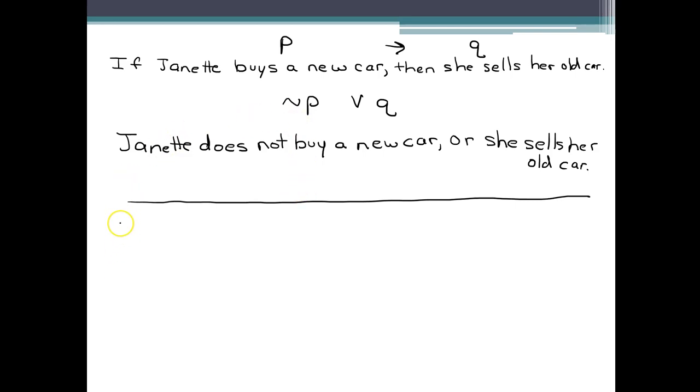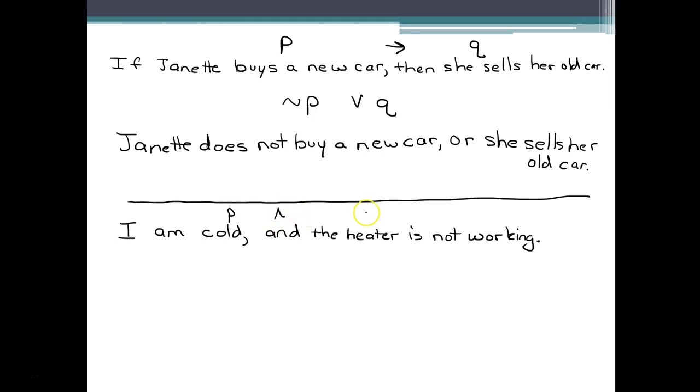Let's say you have something like, I am cold, and the heater is not working. So this one's a P and not Q. You want to do something logically equivalent? You can do the negation of if P then Q. So you could say it is false that, or it is not true that.